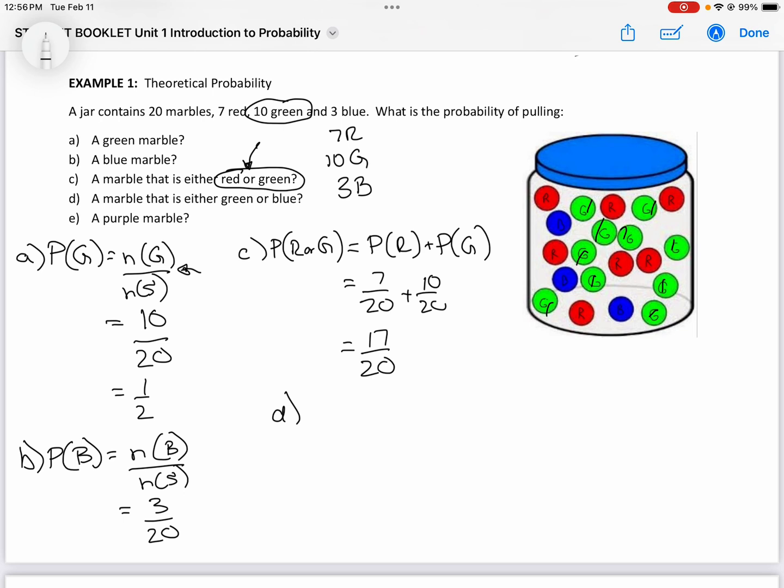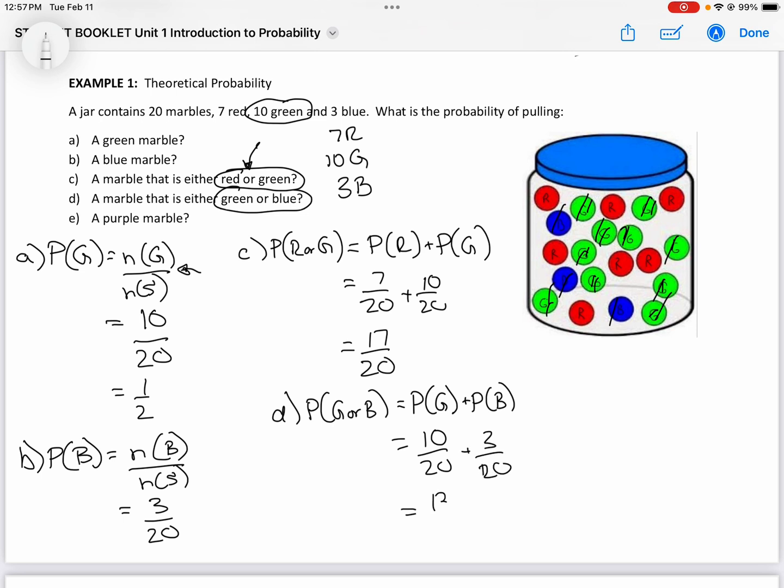And then D, a marble that is either green or blue. Green or blue is going to be the probability of a green plus the probability of a blue. Logically, you could just count the green or blues, whichever one. So all together, 1, 2, 3, 4, 5, 6, 7, 8, 9, 10, 11, 12, 13. Green is 10 out of 20, and blue is 3 out of 20. And that's how we get our 13.